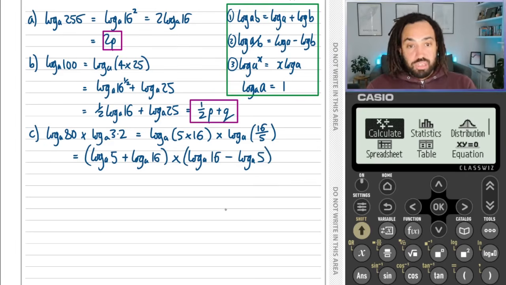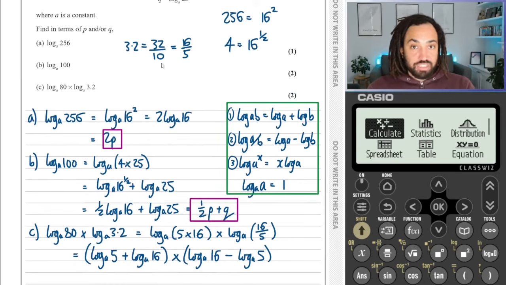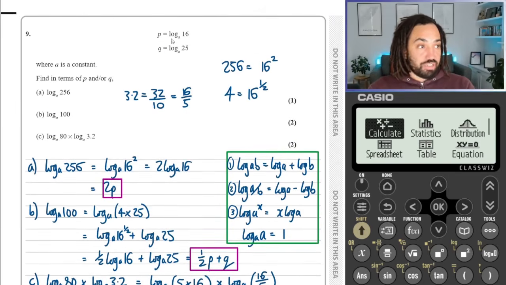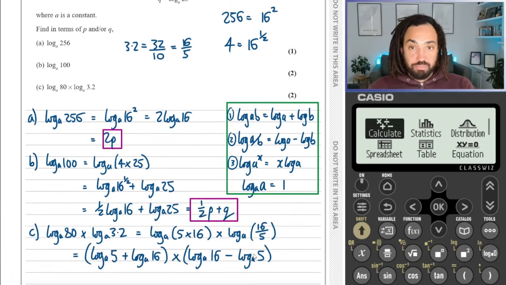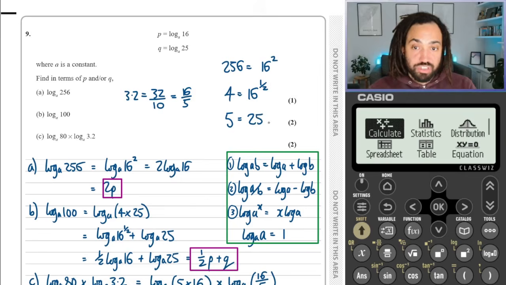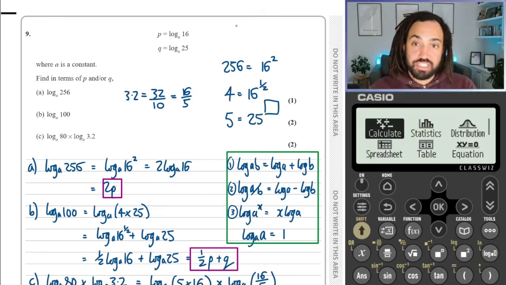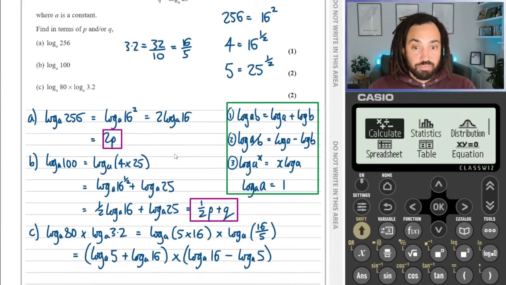Okay, now 16, that's perfect. 16 works great. We know directly that that is p. But for the other ones, 5, we need to use this method again. So 5 is obviously not equal to 16 to something, but it is equal to 25 to the power of something. And what is that something? That is to the power of a half, because it's the square root. So we can swap out the 5s for 25 to the half.